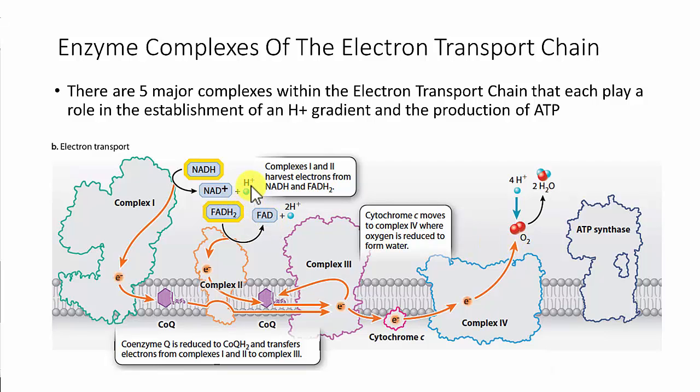FADH bypasses the first complex. It interacts directly with the second complex and passes its energy from the second complex onto the third, the fourth, and then to oxygen. So the electrons from NADH and FADH respectively will enter into complex 1 and 2. That's going to have a consequence here that we'll talk about shortly.